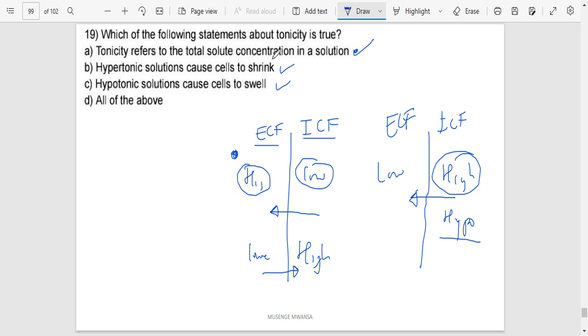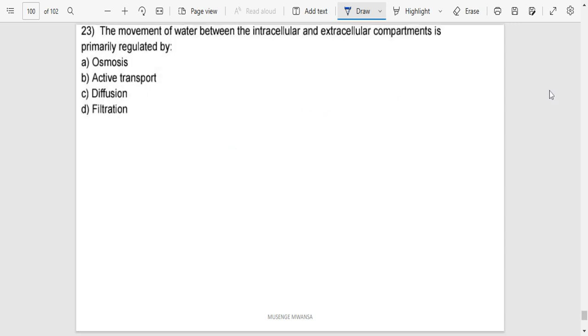Tonicity refers to the total solute concentration of a solution. And I can say which are osmotically active, not just any other like urea. They should be osmotically active. So all the above are correct.